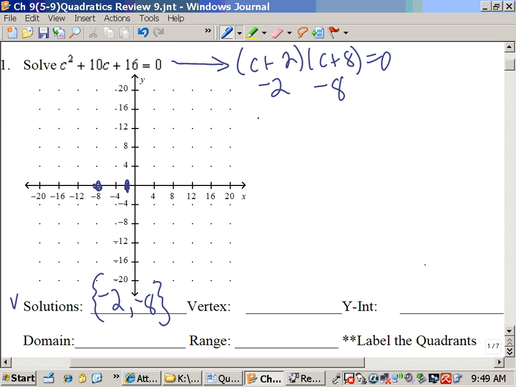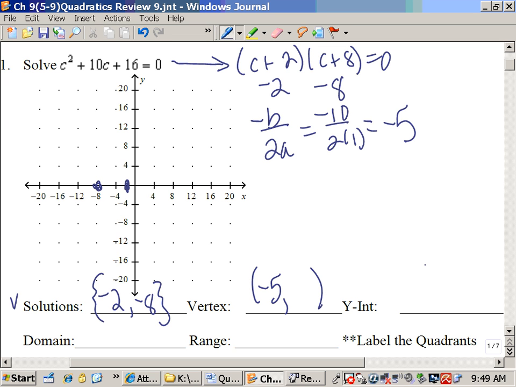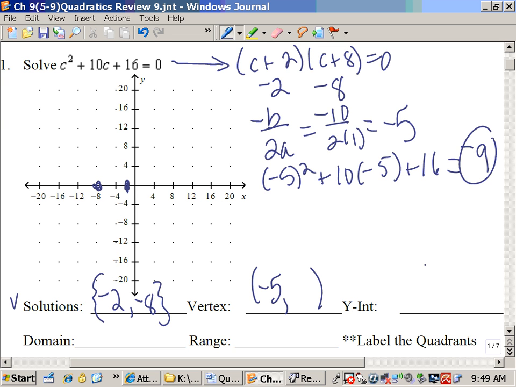Vertex. To find the vertex, it's negative b over 2a. All of this work needs to be shown. So that's negative 10 over 2 times 1, which is negative 5. So the x value of my vertex is negative 5. Now I have to plug in my negative 5 like so. Negative 5 squared plus 10 times negative 5 plus 16, and that gives me negative 9. Now I'll go plot that. Negative 5, down to negative 9.